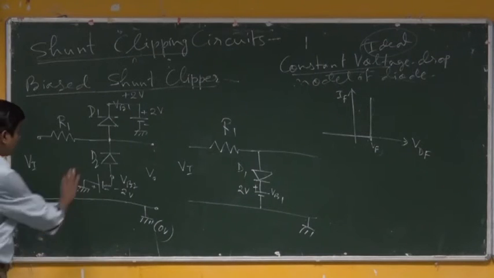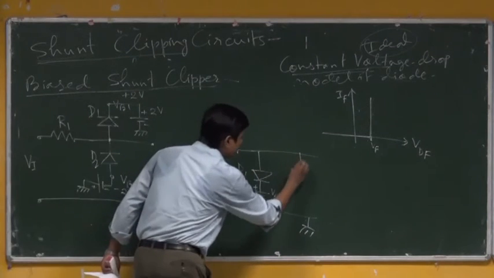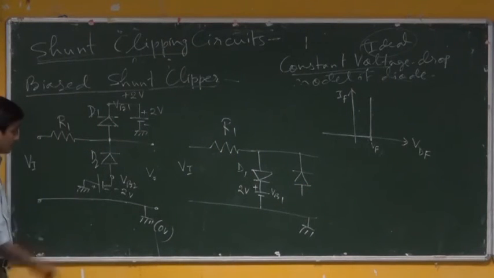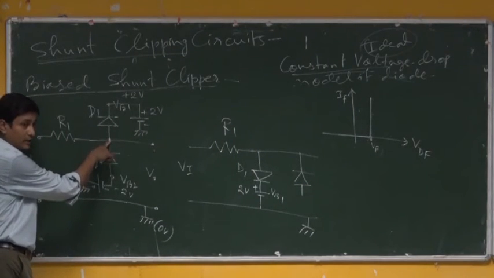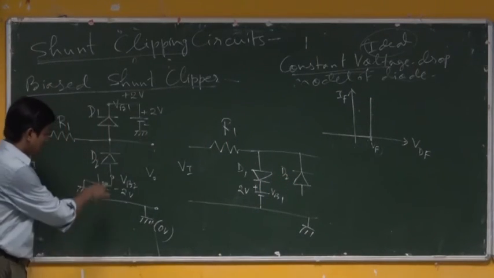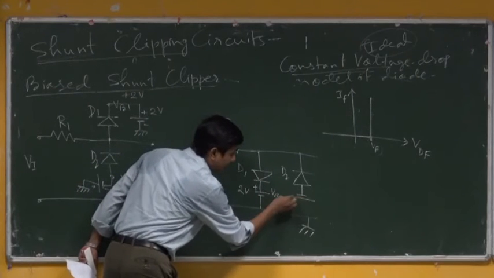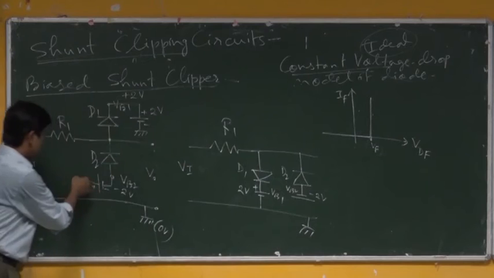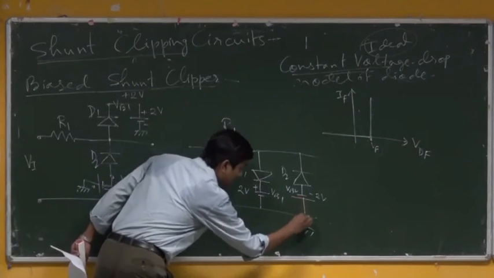Now this part, again in the same fashion, I will be extending. So this negative side is connected to this point of the diode D2. A negative potential is available, minus 2 volt, which is named VB2, and the positive side has gone to the ground.